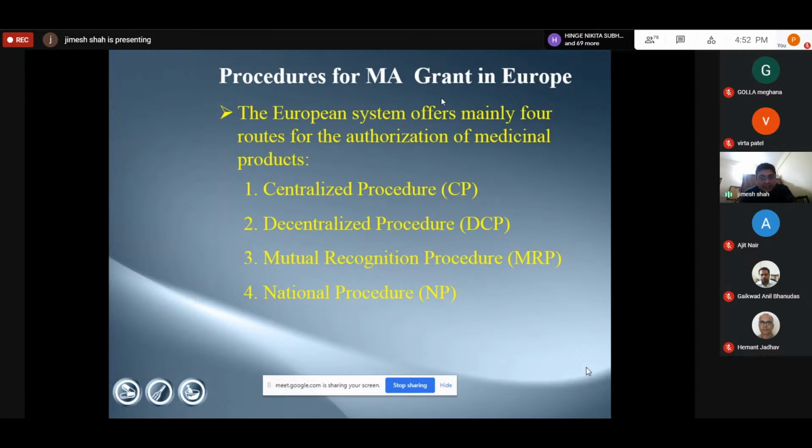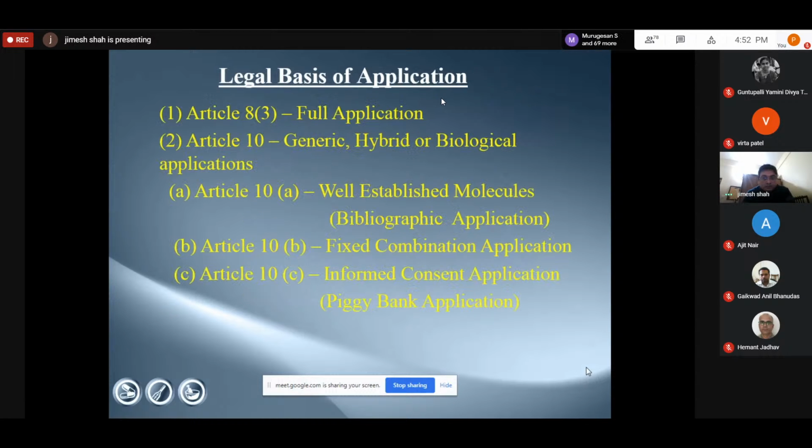With the centralized procedure, we can file the product throughout the European Union. In the decentralized procedure, we have to select the countries and file the procedure. In the MRP, a product which is already approved in any one country can be run as a mutual recognition procedure. And the national procedure is where we can file the product in a single country only. So this is the beauty of the European procedure, that there are four procedures. While in the US it is governed only by the FDA, here there are four different types of procedure.